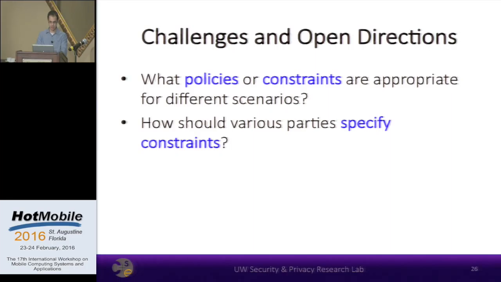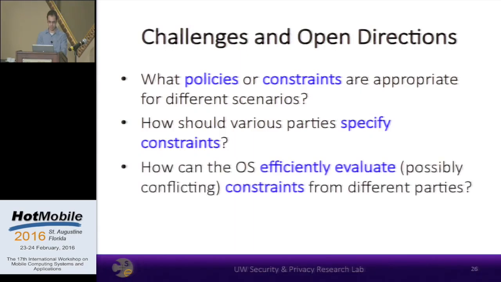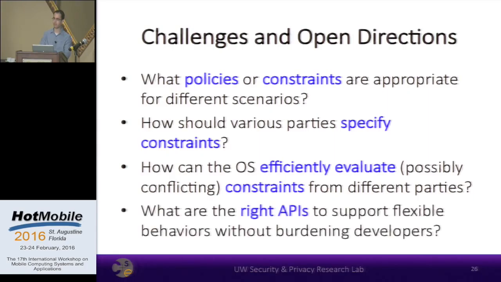We also need to consider how various parties, such as the user, app developers, or platform designers, should be able to specify constraints, as well as how the OS might be able to efficiently evaluate those constraints, especially if some of them are conflicting. And last but not least, it remains open what the appropriate APIs to expose to apps might be. Supporting flexible behaviors without incurring too heavy a burden on developers would be critical for such a model to operate and succeed.